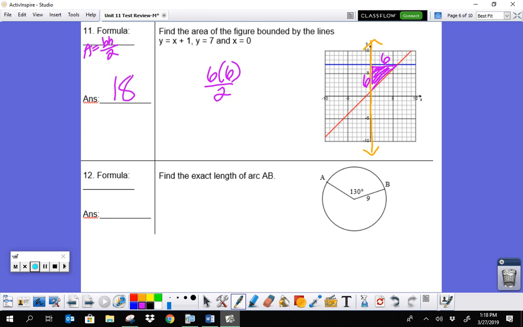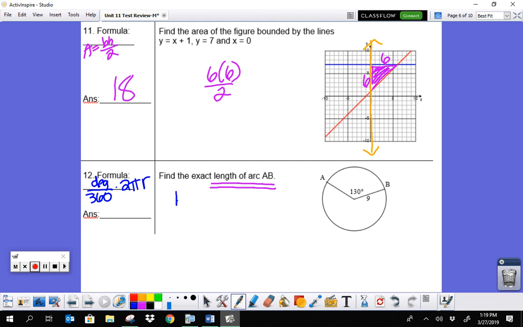Number 12, find the exact length of arc B. Okay, so this is arc length. This is actually a review problem from last unit. We are not getting the area of the sector here. We are just getting a piece of the circumference, a piece of the arc. Okay, so the formula for this is degrees over 360 times 2 pi r.